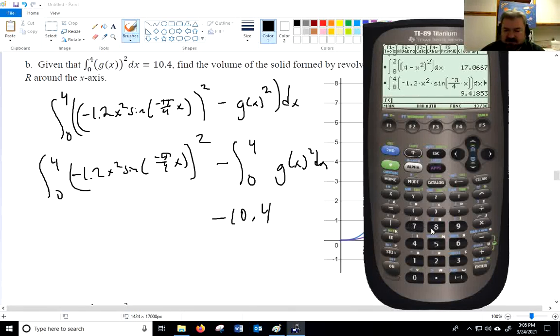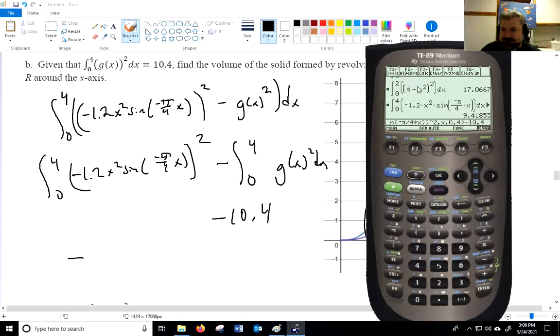So the integral of negative 1.2 times x squared times the sine of negative pi over 4 times x, squared, comma x, comma 0, comma 4. And then we're going to subtract 10.4 from that. And what do we get? Well, it's chugging away over there. Now we have to wait and come back.